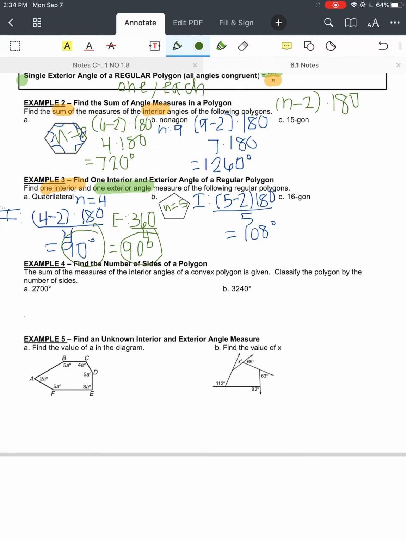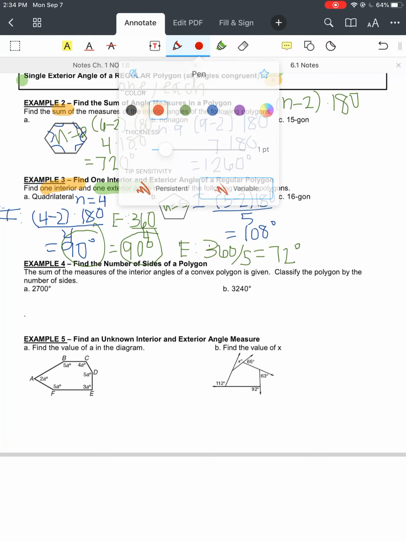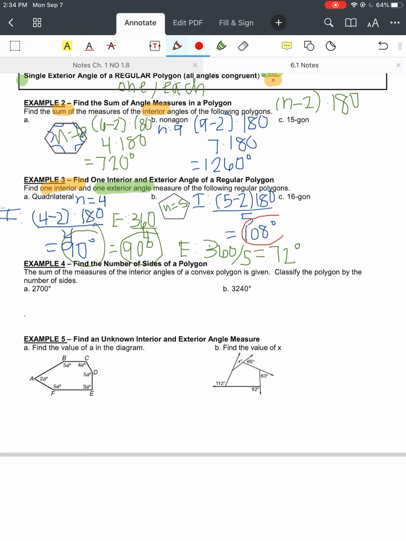All right, now let's try the exterior angle. So 360 divided by 5 for the 5 sides or 5 angles. 360 divided by 5 is 72. So now notice, obviously, not the same, right? One is 108, one is 72. So they're not the same as they were in letter A.